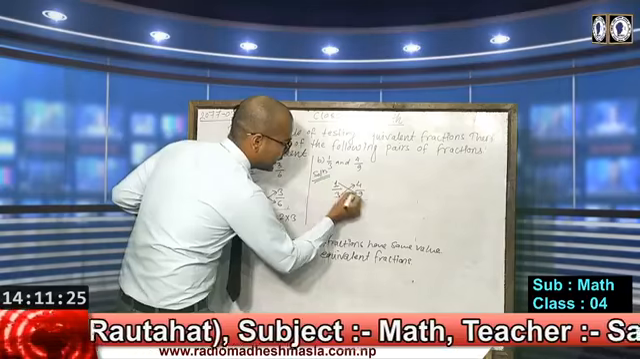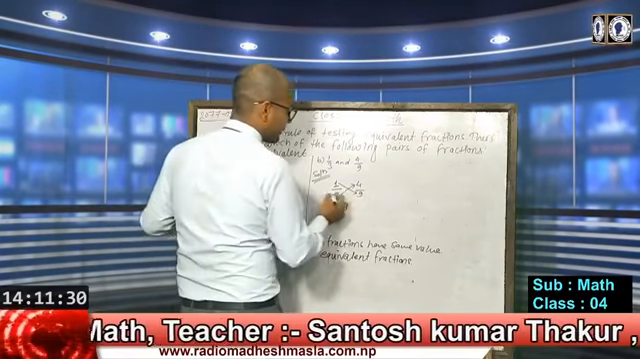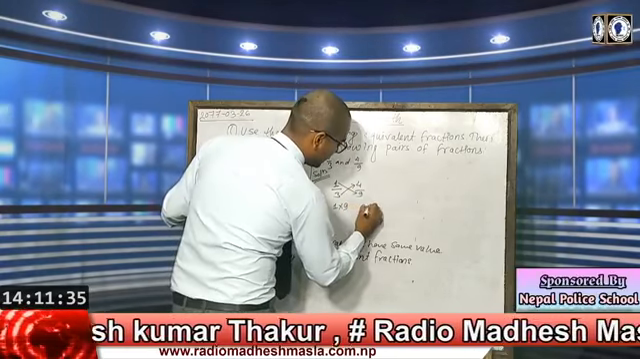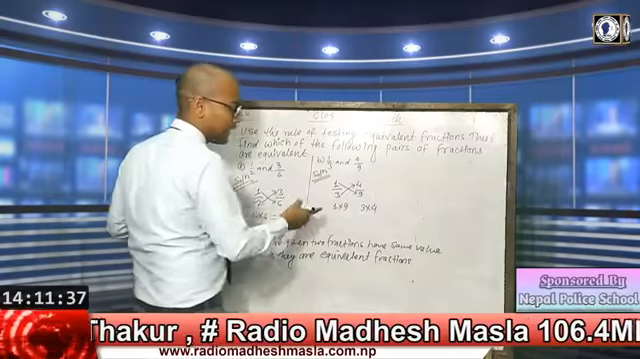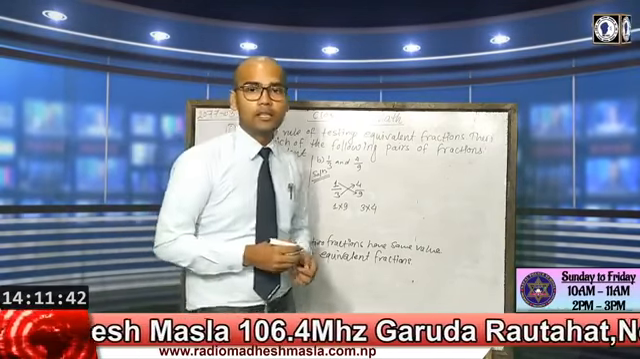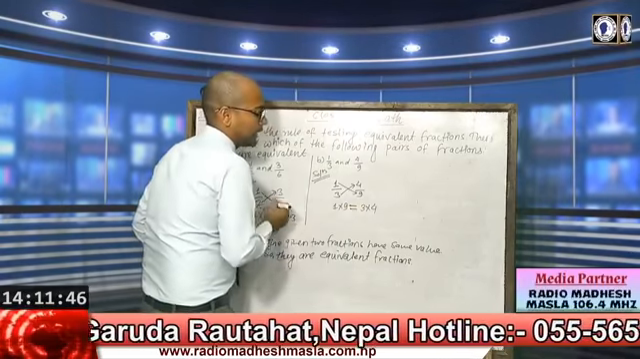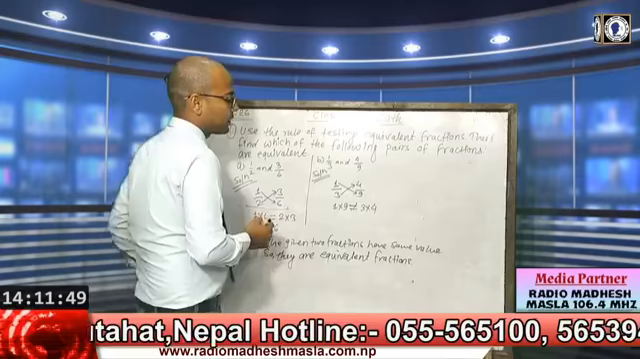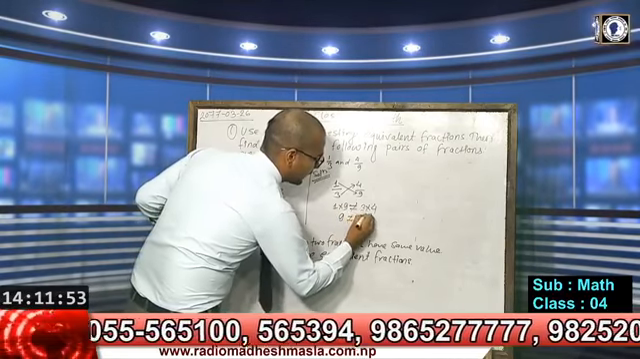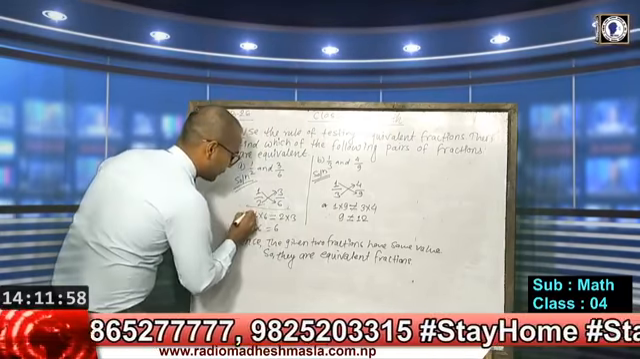In the cross multiplication, we will get 1 into 9, which becomes 9. Then 3 into 4, which is 12. Are they equal? No, they are not equal. So we give a not-equal sign by crossing the equal sign. Then 9 is not equal to 12.